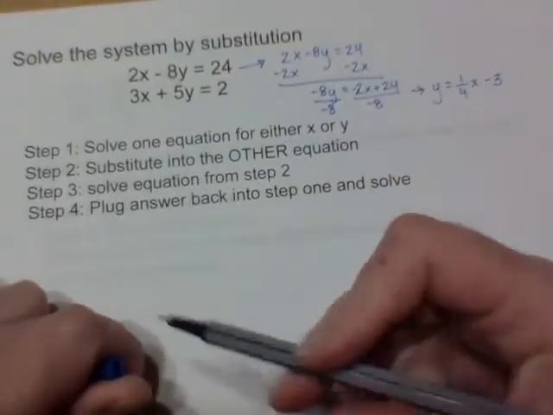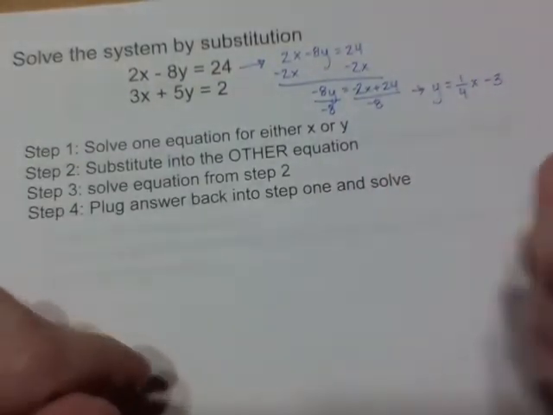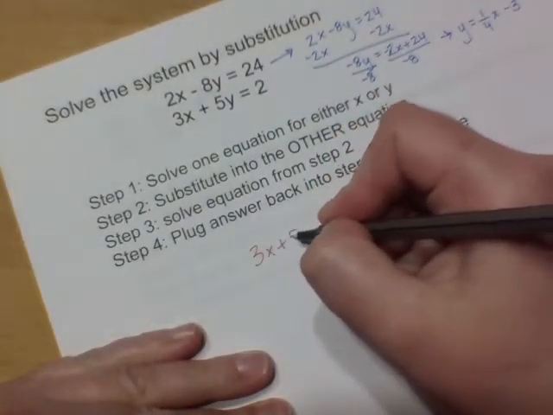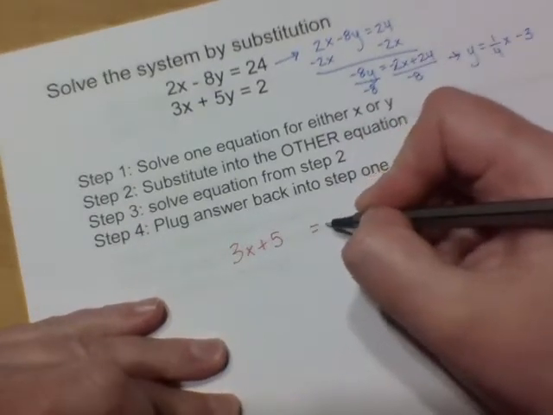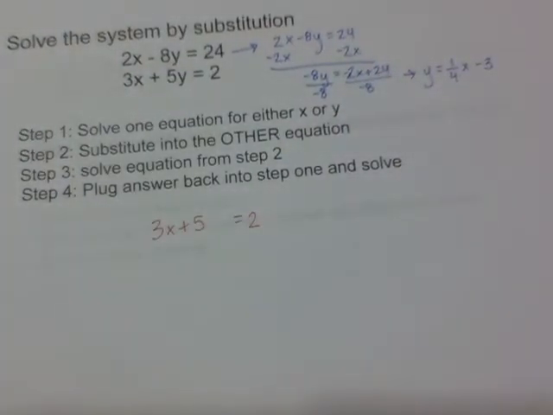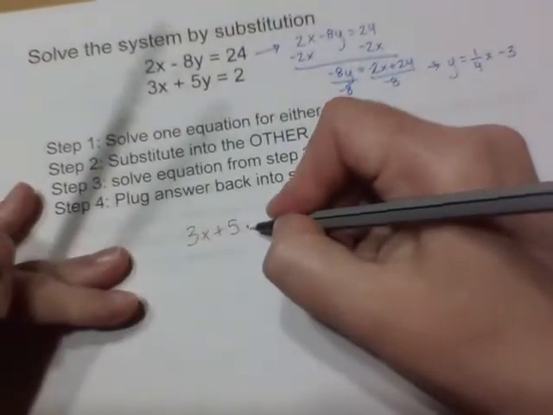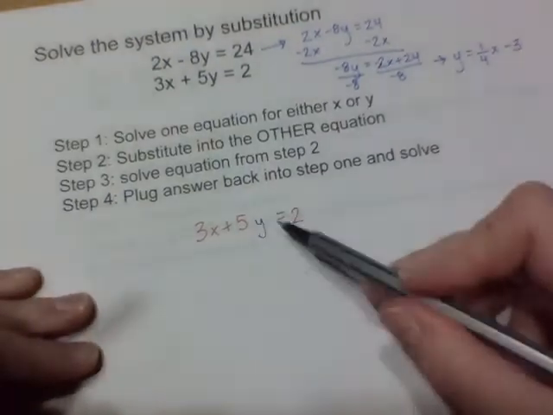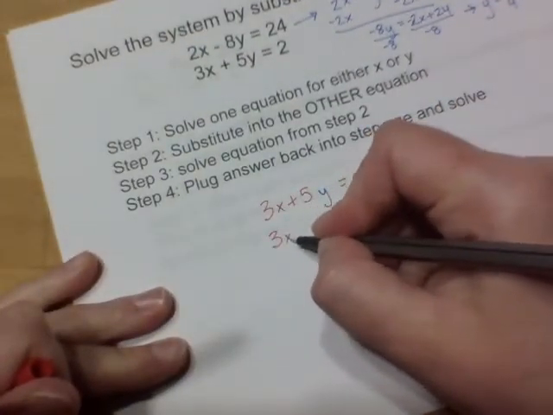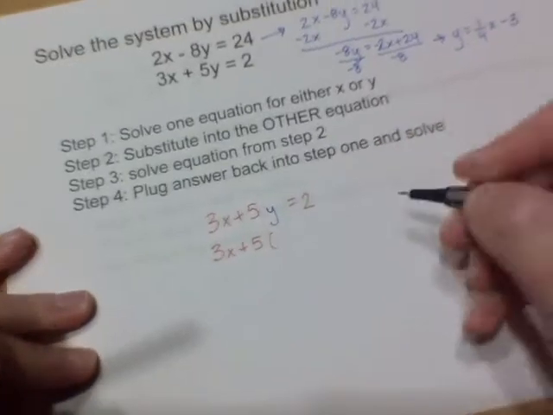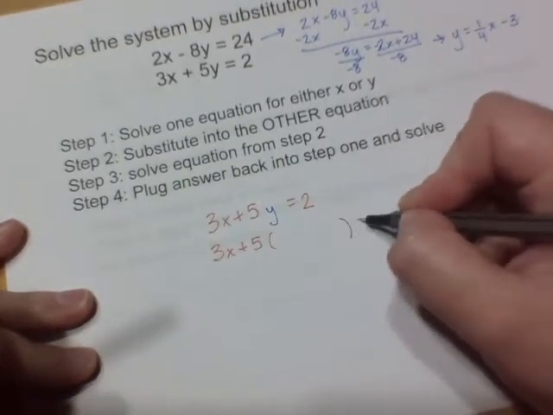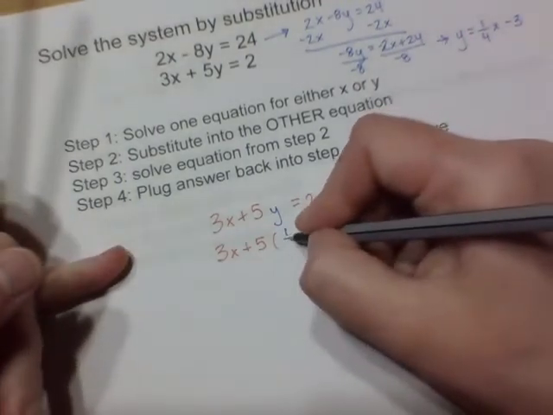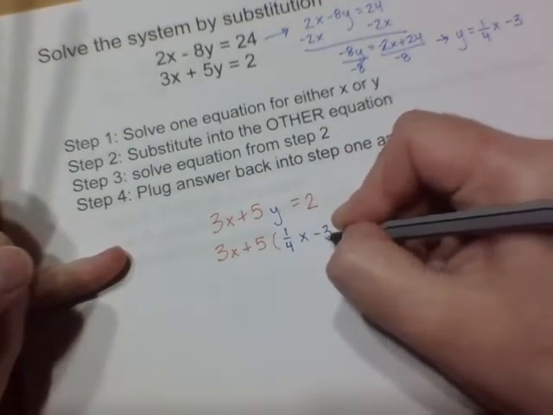So now what we're going to do is take this second equation and substitute in that y value as this equation. So it used to be 5y, right? But now we're going to rewrite that entire equation into this place for y. So 3x plus 5, and then instead of a y, we're going to actually put in that entire equation. So we're going to put in 1/4 x minus 3.